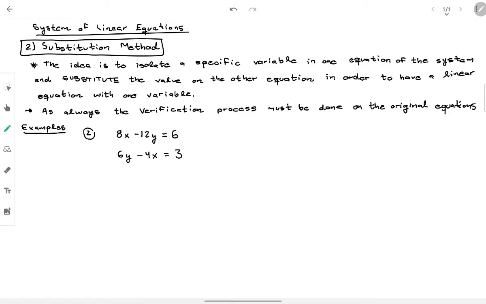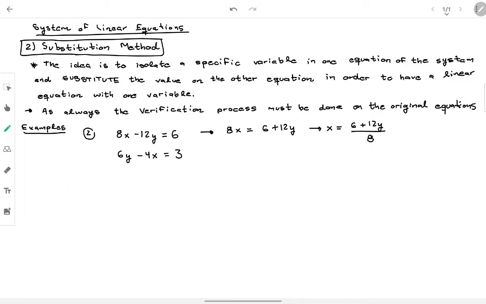So in this second exercise, it's going to be almost the same. We need to isolate a letter on the first equation, then put it on the second equation, substitute it. So let's see. I will isolate the x on the first one, so it's going to be 8x equals 6 plus 12y. So it's going to be x equals (6 plus 12y) over 8.